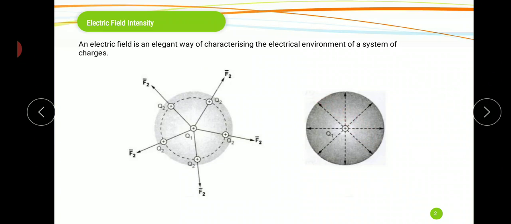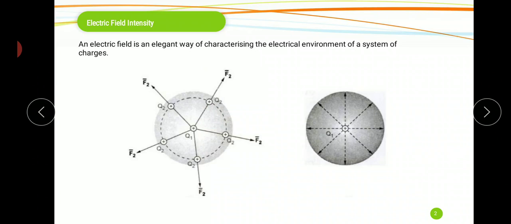Electric field is a scalar quantity, but electric field intensity is a vector quantity. So here in this picture, this is a positive charge. Now how do we calculate the electric field intensity?